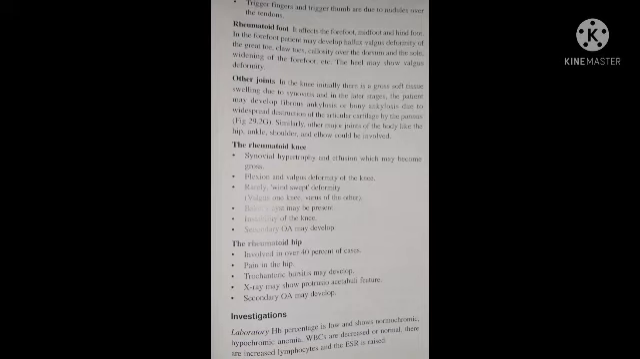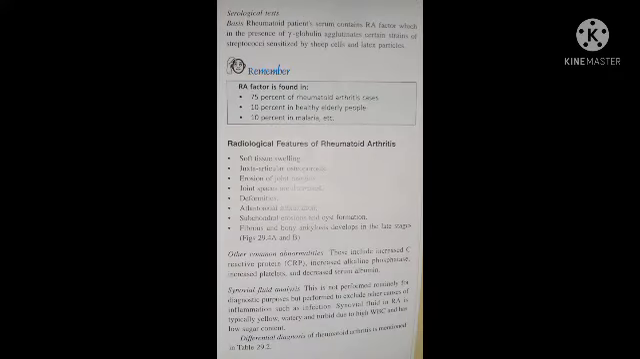WBCs are decreased or normal, there are increased lymphocytes and the ESR is raised. Serological tests. Basis: rheumatoid patients' serum contains RA factor, which in the presence of gamma globulin agglutinates certain strains of streptococci sensitized by sheep cells and latex particles. Remember, RA factor is found in 75% of rheumatoid arthritis cases, 10% in healthy elderly people, 10% in malaria, etc.